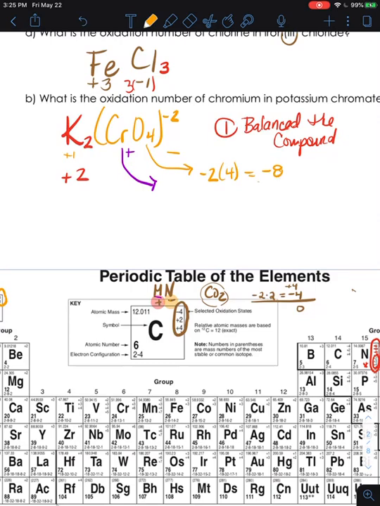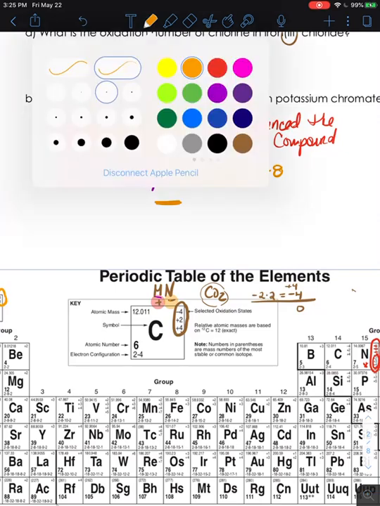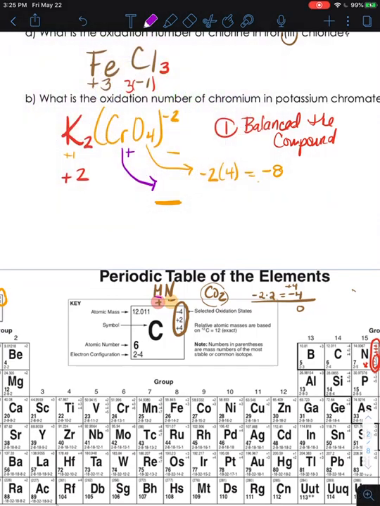So what plus -8 is going to make for a -2? And when you do the backwards math, you're going to have a +6. So we can check our math. We have a +6, so +6 minus 8 equals -2. That matches the overall polyatomic ion, so it is correct.